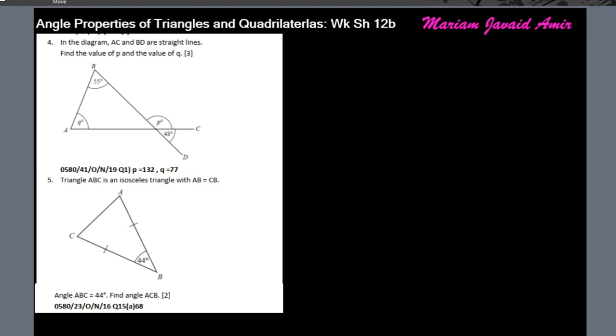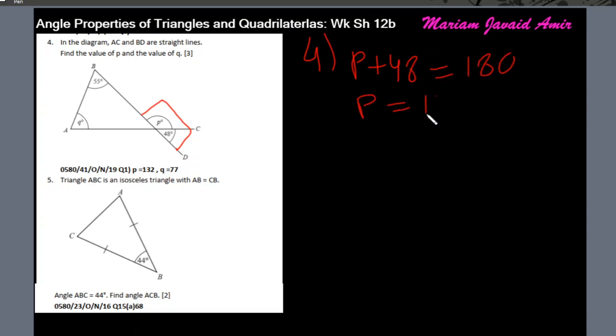Question number 5. Sorry, question number 4. Just a second, let me grab the pen. Yes, question number 4. In the diagram, AC and BD are straight lines. Find the value of p and q. So for p, we need to know that the sum of angles on a straight line equals 180. So p plus 48 equals 180. So p equals 132.